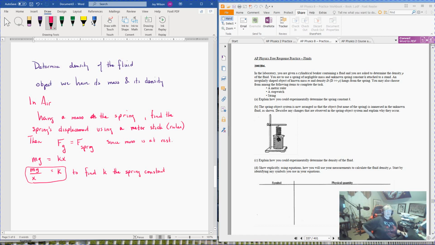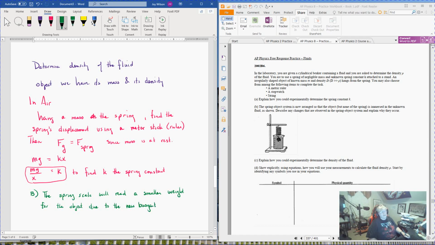Now, the spring object system is arranged so that the object, but none of the spring, is immersed in an unknown fluid. Describe any changes that are observed in the system and explain why they occur. Okay, so now what do we have coming into play for part B? The spring scale will read a smaller weight for the object due to the buoyant force up.